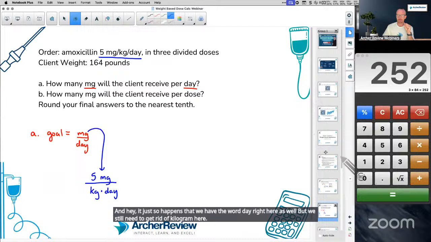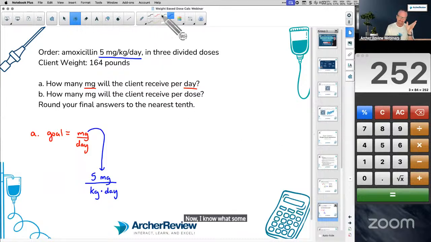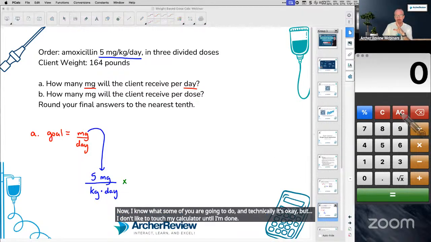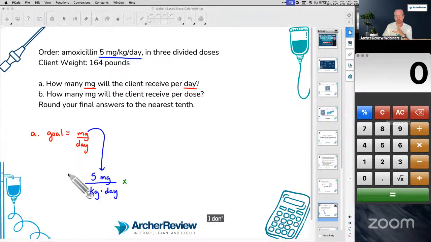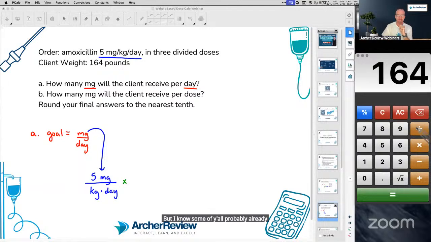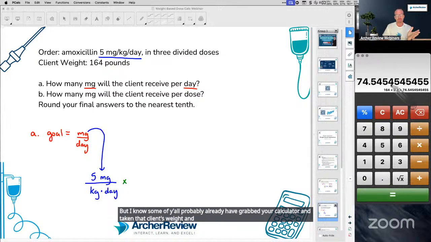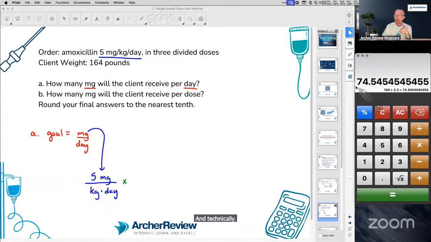Now, I know what some of you are going to do, and technically it's okay, but I don't like to touch my calculator until I'm done. I don't touch my calculator until I'm done with all of my dimensional analysis. But I know some of y'all have probably already grabbed your calculator and taken that client's weight and divided by 2.2. And technically this is okay, but notice we have an ugly decimal. I don't like to use funky decimals in my calculation.